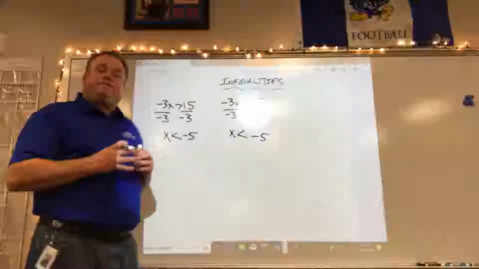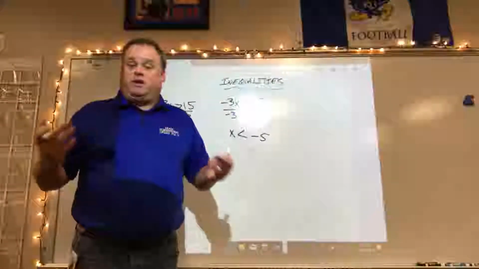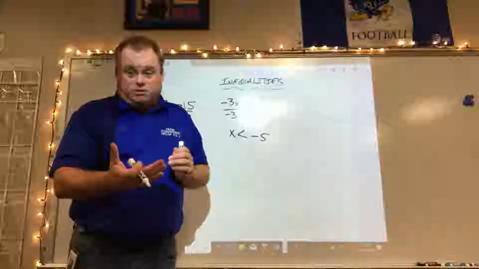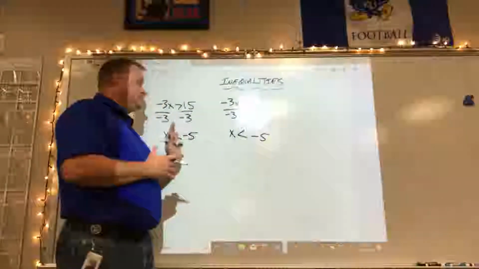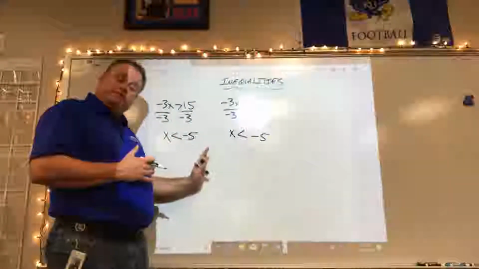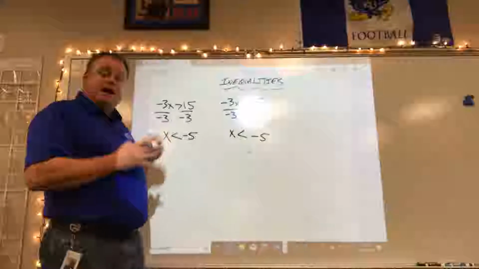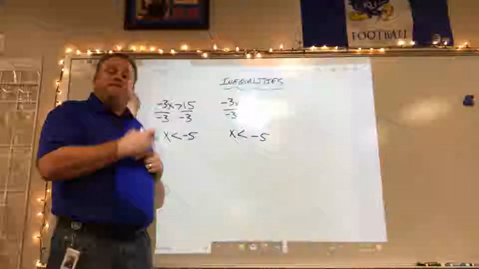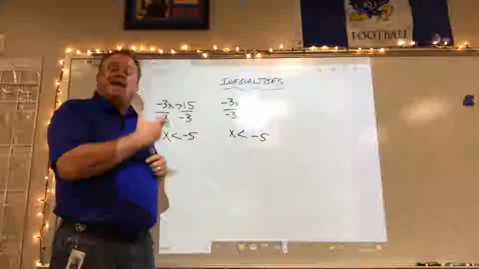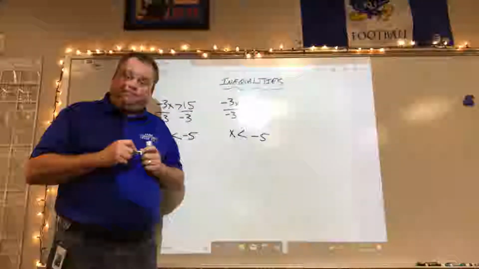Okay? And that's if I multiply or divide across the inequality sign. Remember, in an equation, what we do to one side, we must do to the other. So inequality is the same idea. I can add or subtract across. I can multiply or divide across, right? But if I multiply or divide by a negative across it, then I must flip the inequality sign, okay?